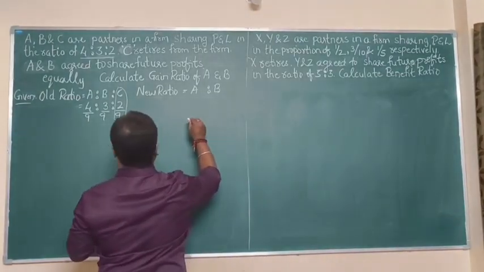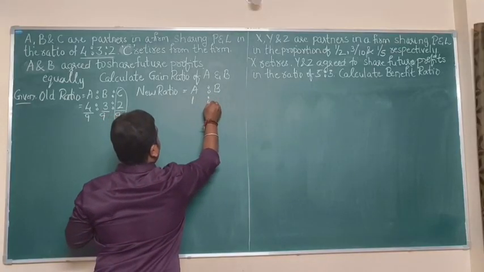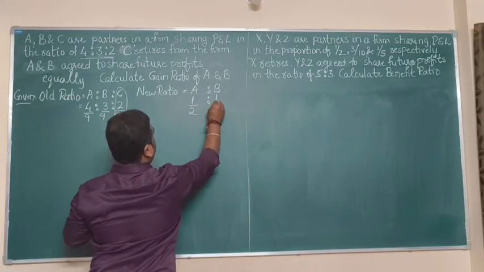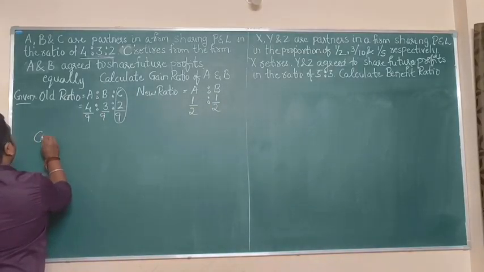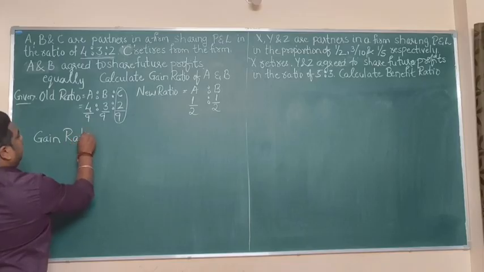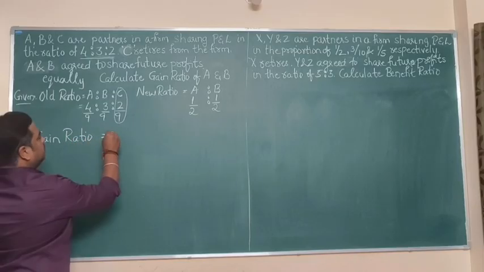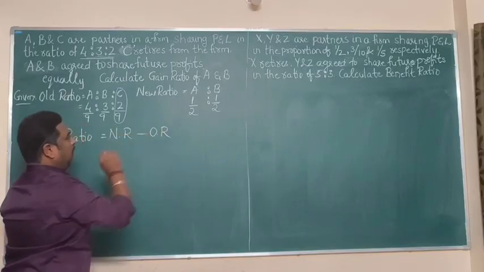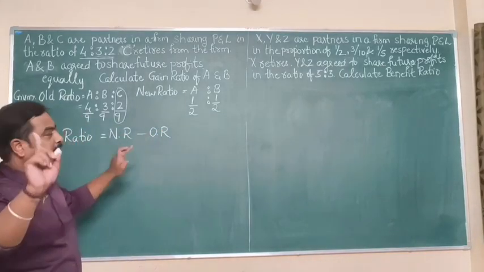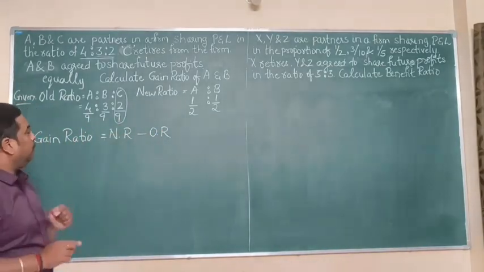So 2 people are there, equally. 1:1. 1/2, 1/2. Same. Gain ratio. Gain ratio is equal to, what is the formula we have? New ratio minus old ratio. I am just writing in short here, but remember in the exam you have to write the full form.